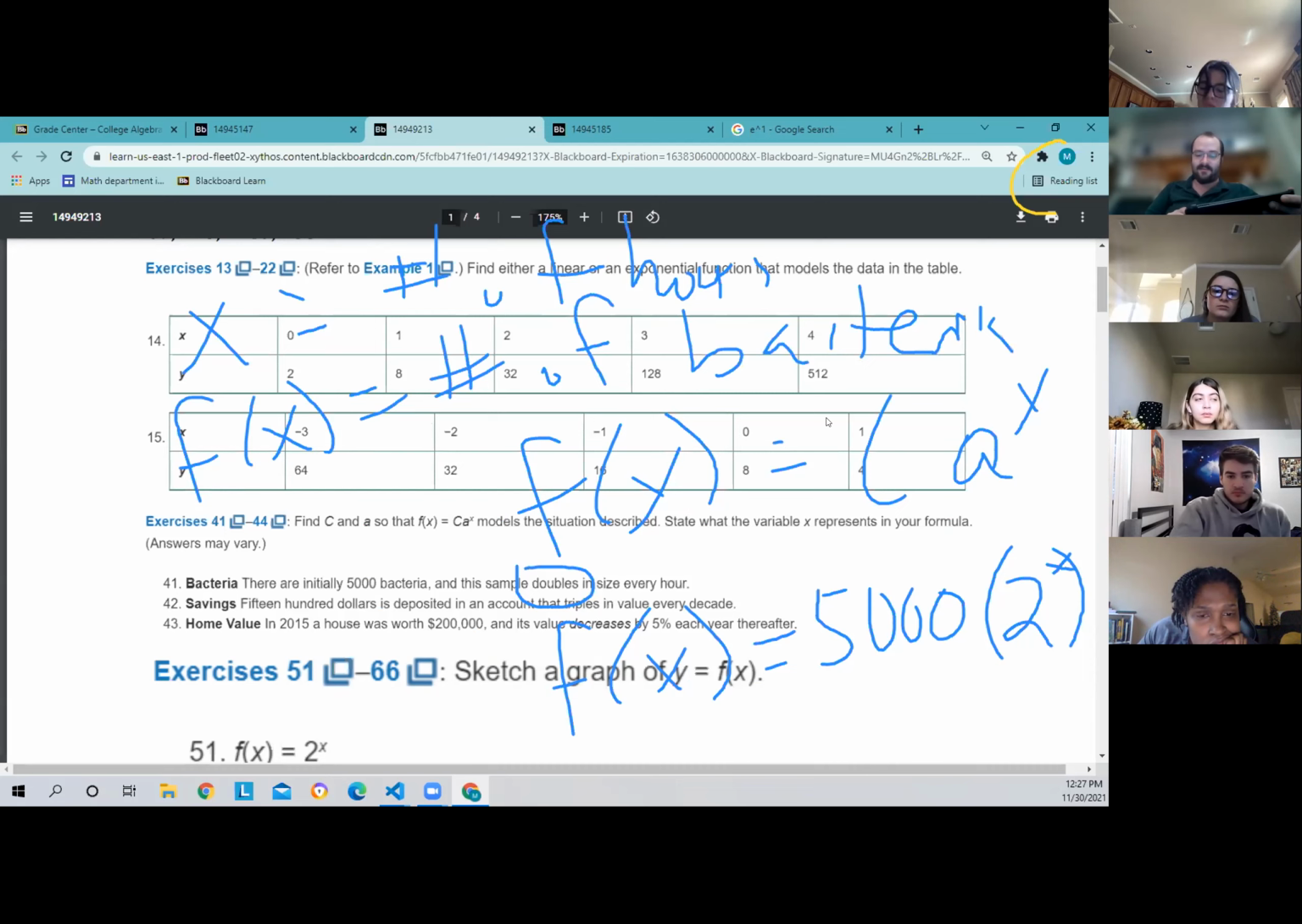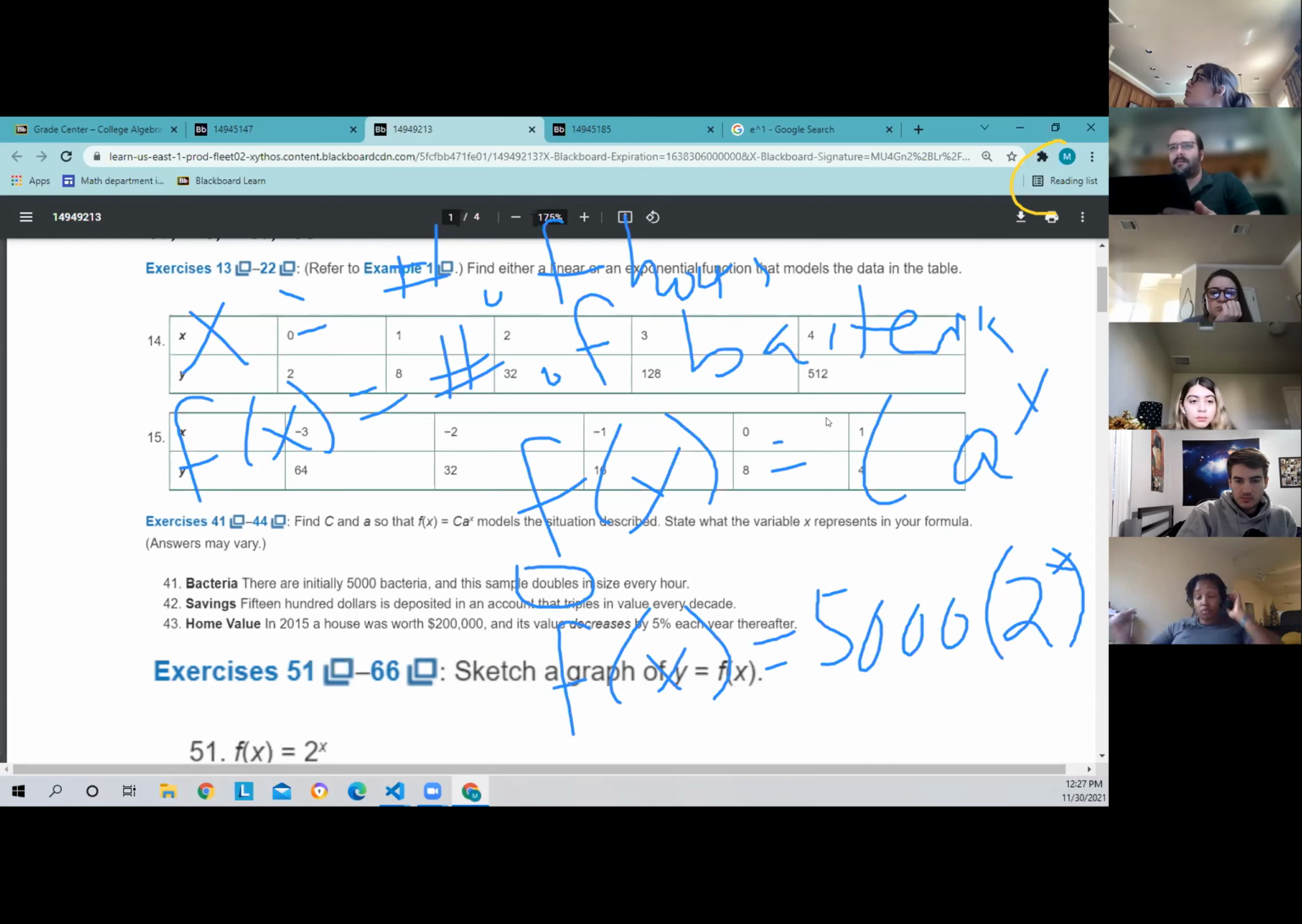If we wanted to do it in thousands, we would have to get rid of these thousands here, like 10 to the power of 3. Teacher, my question is about the x. Our x is the number of hours, the time. When we have 2 to the power of x, it's going to be 2 to the power of 1, and then 5,000 times 2 is 10,000 bacteria, right? Yes, so if they ask how many bacteria you have after 1 hour, you have 10,000 bacteria. Okay, thank you.